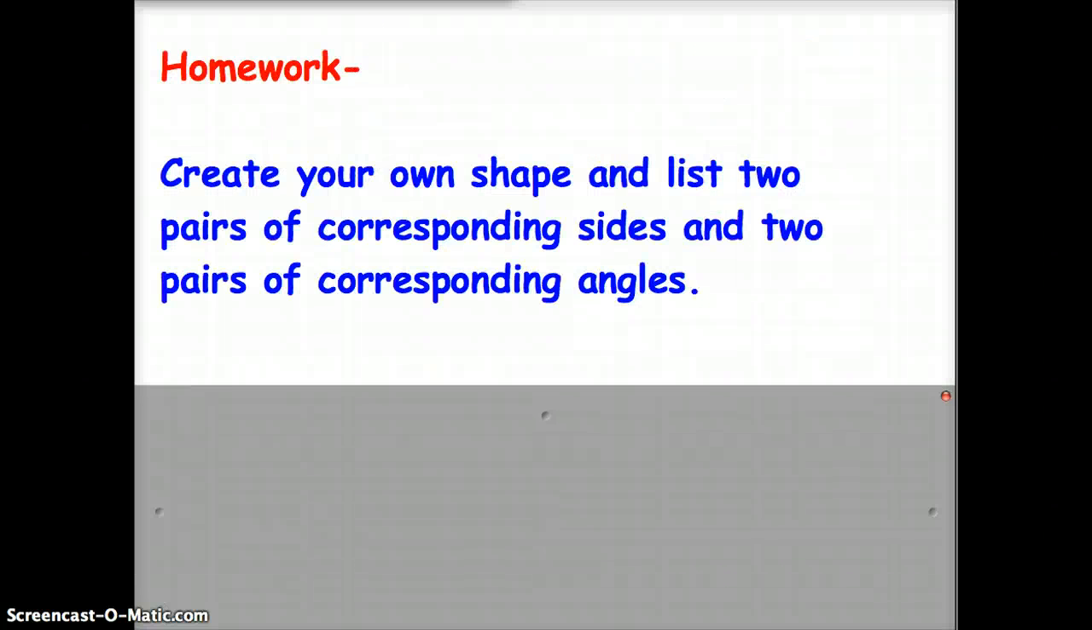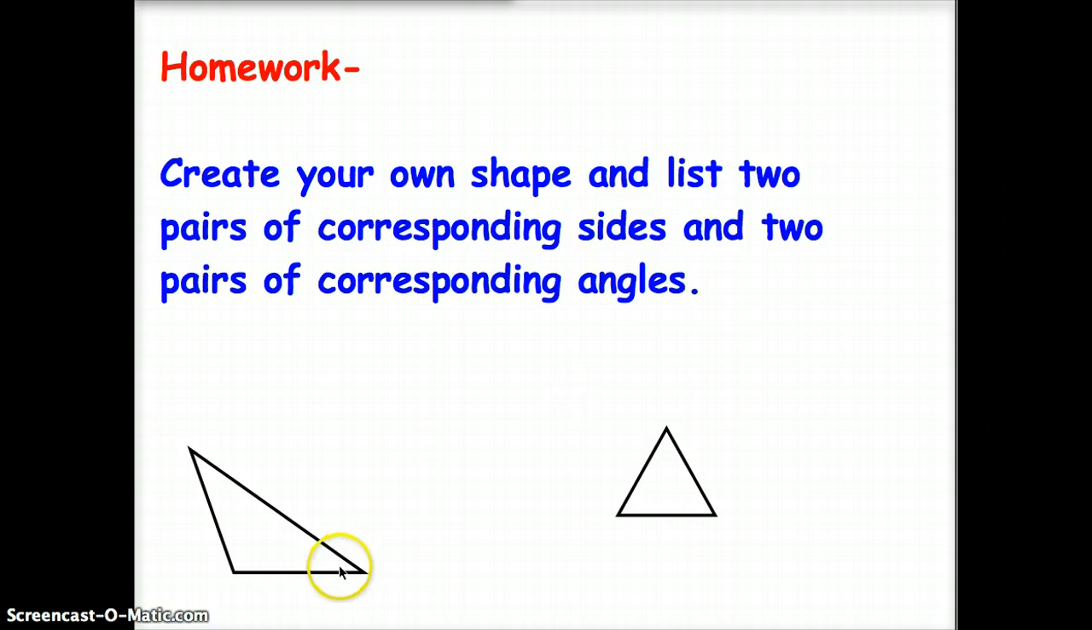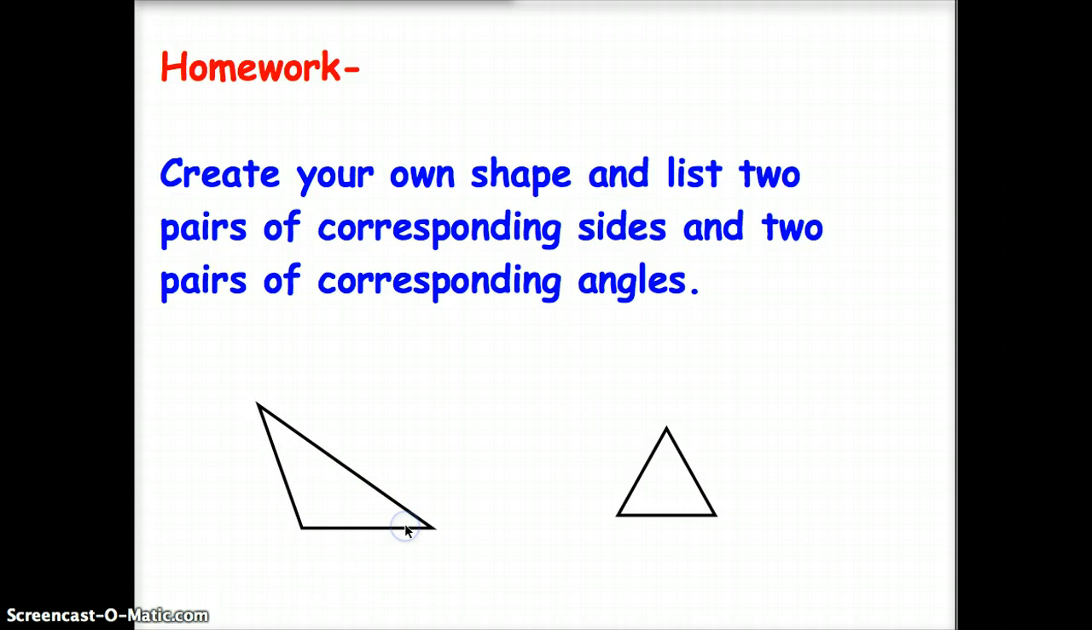For homework tonight, create your own shape and list 2 pairs of corresponding sides and 2 pairs of corresponding angles. When you do this, please make your shape irregular. What I mean by that is don't have a triangle like this where it's going to be difficult to tell how it's been rotated, translated, or reflected. Instead, use a shape that looks like this, where it's going to be a bit easier to decide if your shape's been reflected, rotated, or translated.